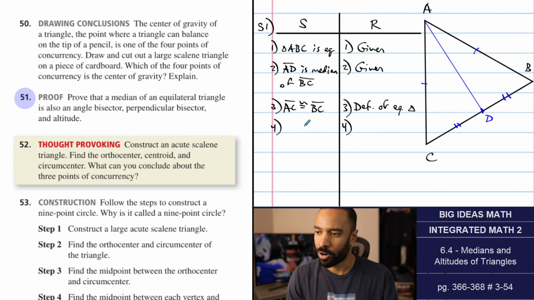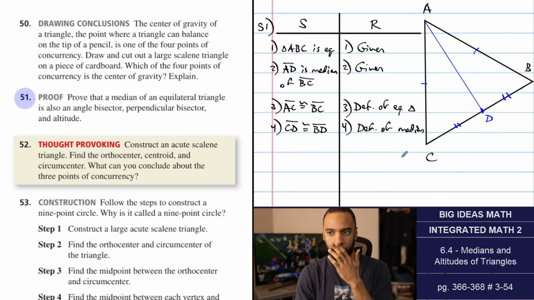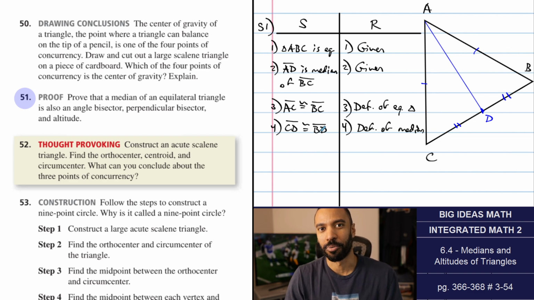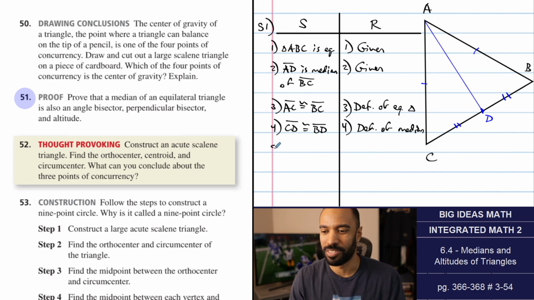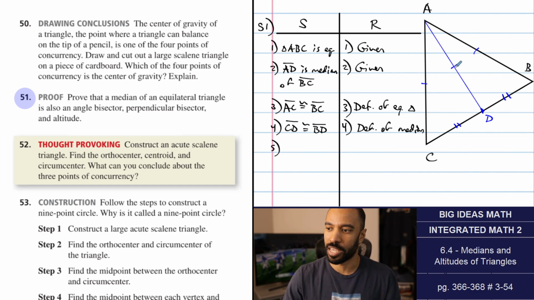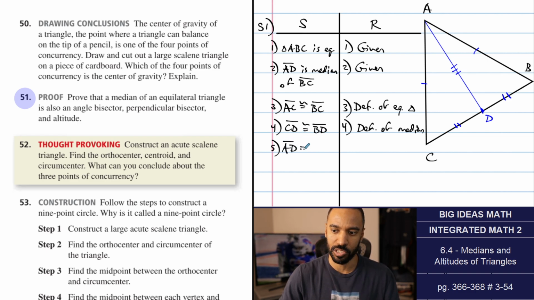All right, statement 4, we'll say CD, what I just drew here. CD is congruent to BD. That's the definition of a median. I'm going straight from median to there instead of median to midpoint and all that kind of stuff. That works out. Okay, which means I might also follow the proof they had in the lecture, which I don't know. We'll see. Statement 5, I'm going to state segment AD is congruent to itself by the reflexive property, and we can prove these two triangles congruent by side, side, side.